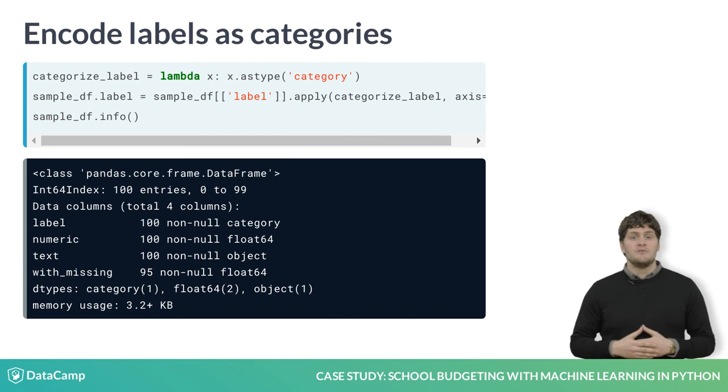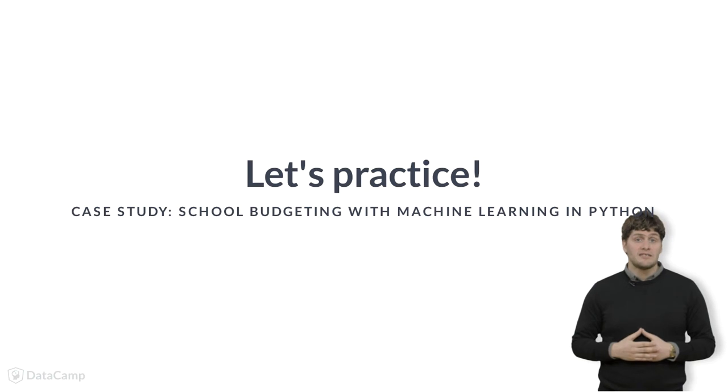Now it's your turn to use astype category to encode categorical variables in our actual data set to help speed up the models that you're going to use on your data.